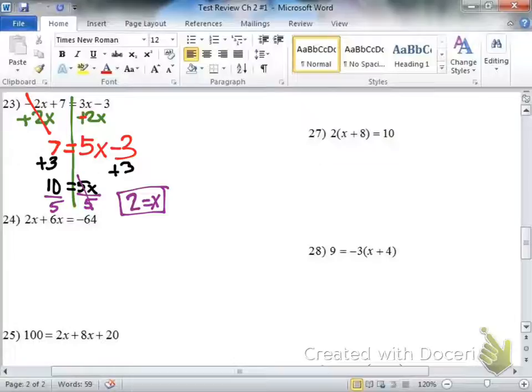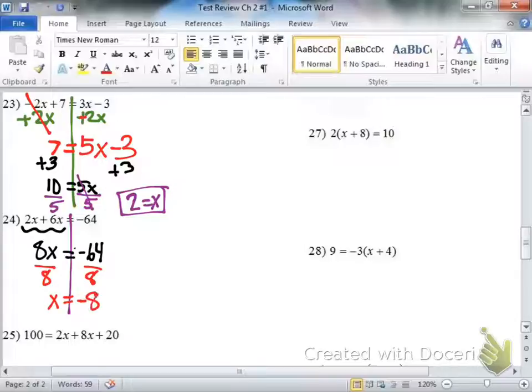All right, on the next one, the x's are already on the same side of the equal sign, so what should I do? Just add them. 2x and 6x. 8x equals negative 64. Then what? Divide by 8. Divide by 8. X equals negative 8. Boom.